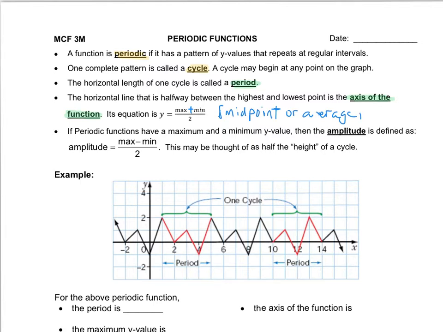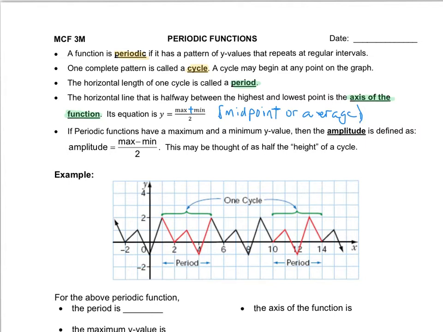If the periodic function has a max and min y value, then the amplitude is, think of length, the difference between two values. So your max minus your min is that distance or the length, and then cut that in half. This may be thought of as half the height of the cycle. So let's look at these particular things for this particular example.